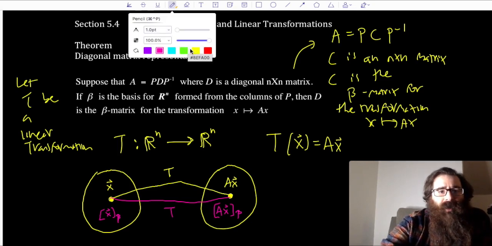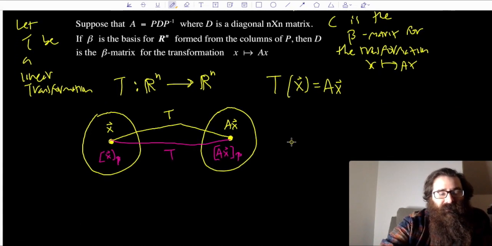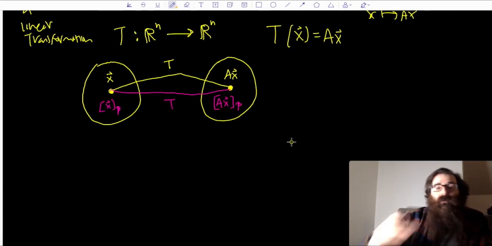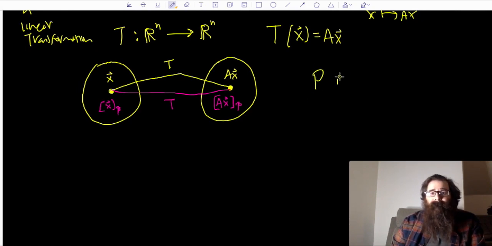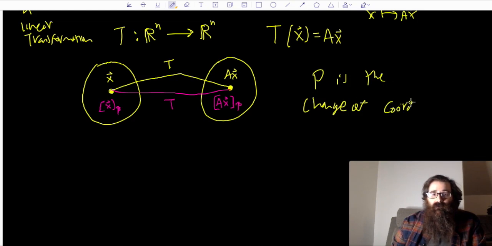Okay, but what if I wanted to work in this non-standard coordinate system? Is that something that I could do? And how does it relate to what we already know? Well, there are a few pieces that we're going to need in order to discuss this. Let's talk about what those pieces are. P is the change of coordinates matrix.